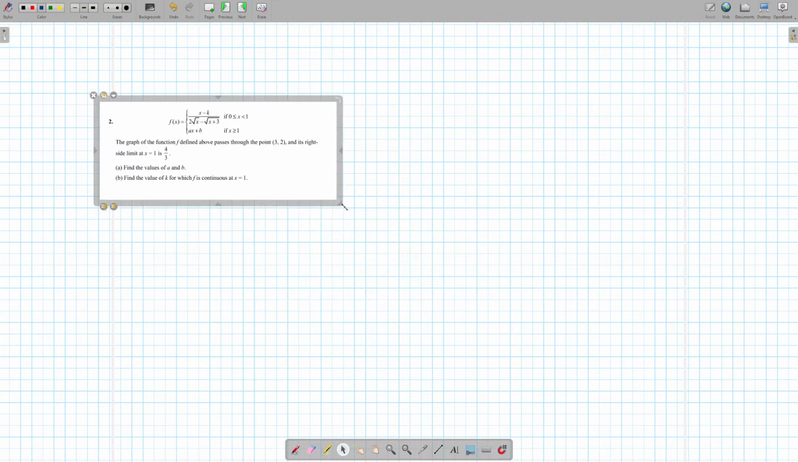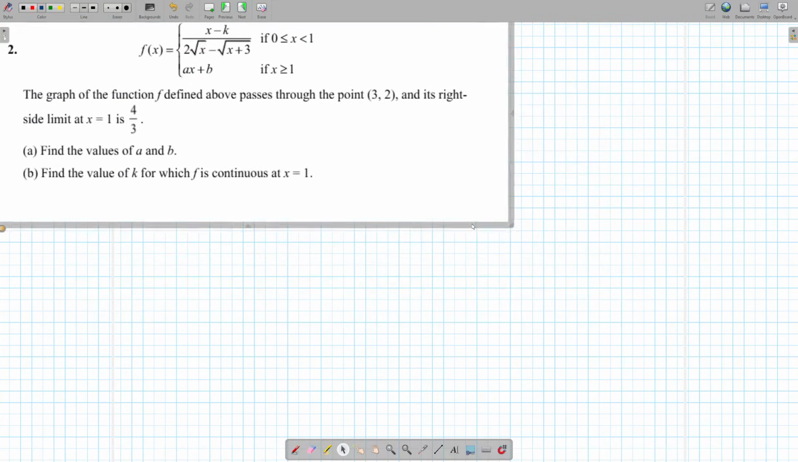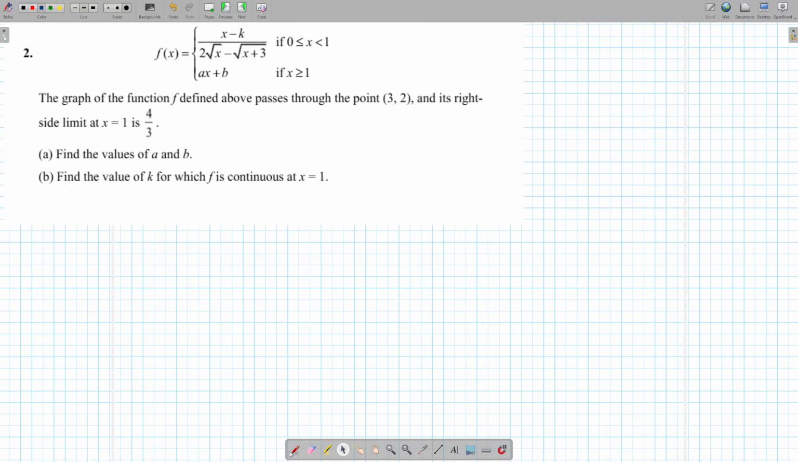Over here we have this question. The graph of the function. They told us that it passes through a point (3, 2) and its right side limit is 4/3. Alright, cool. They're asking us to find values of a and b. So what did they give us? They told us that it passes through the point (3, 2).